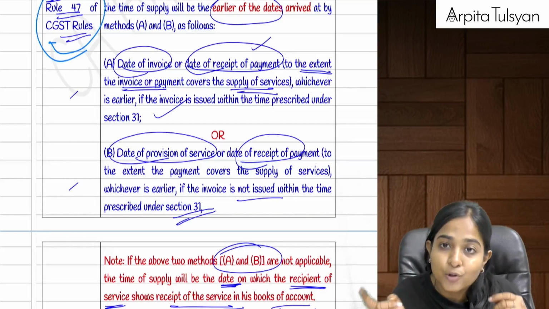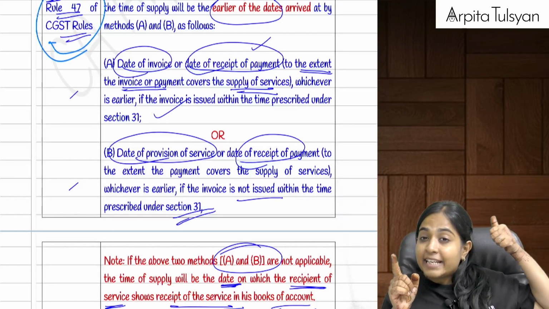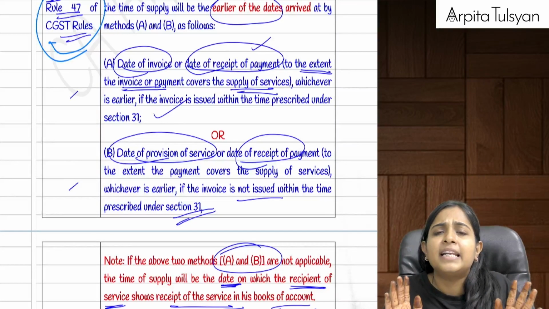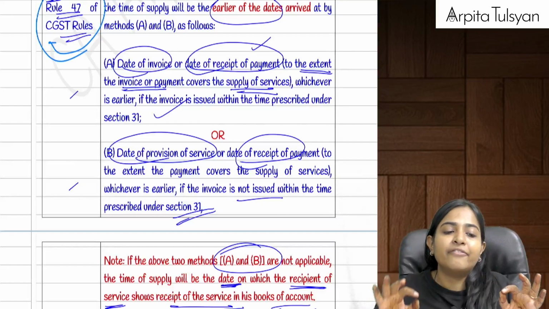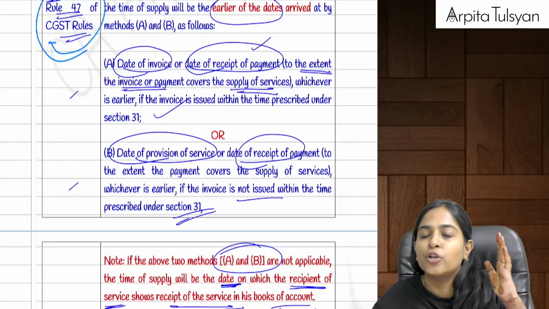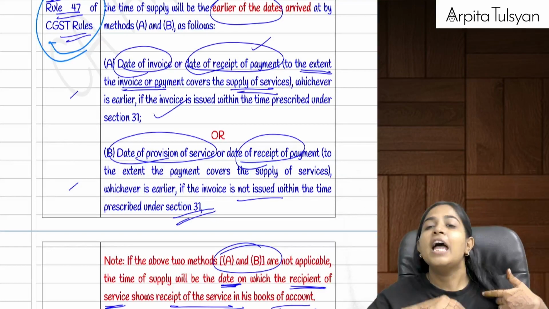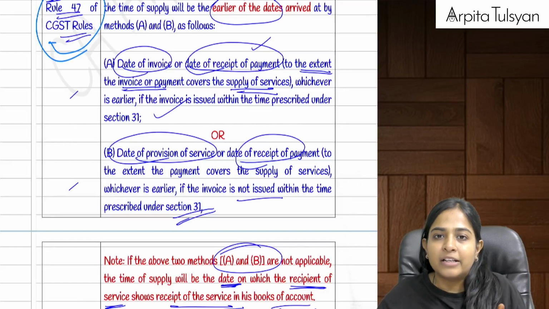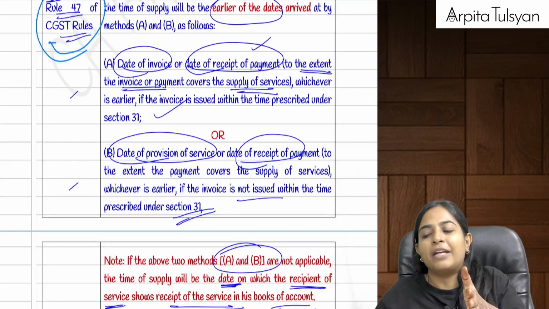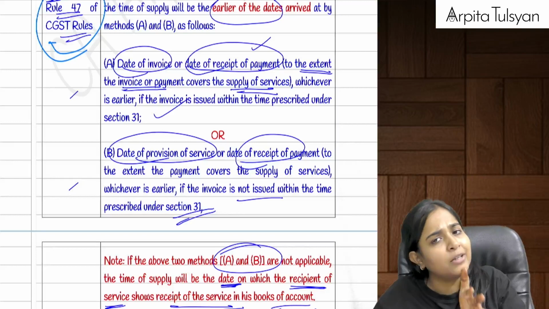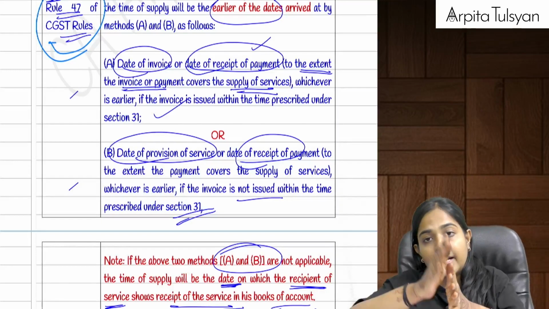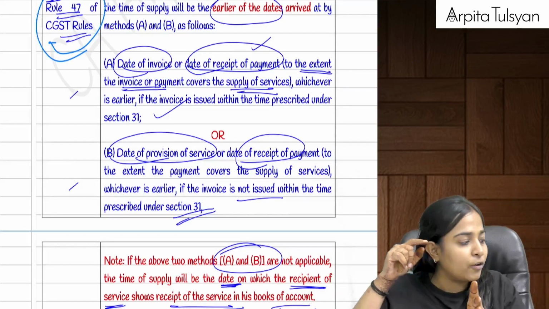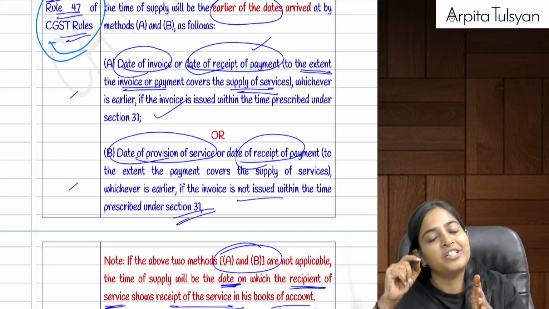Suppose the invoice was not issued on time. In case of goods, we had taken the last day when the invoice should have been issued. Here, we are not supposed to take the last day when the invoice should have been issued. Here, if the invoice is not issued on time, then it is the date of provision of service. Date of provision of service is nothing but date of completion of service or receipt of payment, whichever is earlier. Are you clear with this? So again I am repeating, invoice on time: date of invoice or receipt of payment, whichever is earlier. If the invoice is late: date of provision of service, that is date of completion of service or receipt of payment, whichever is earlier.